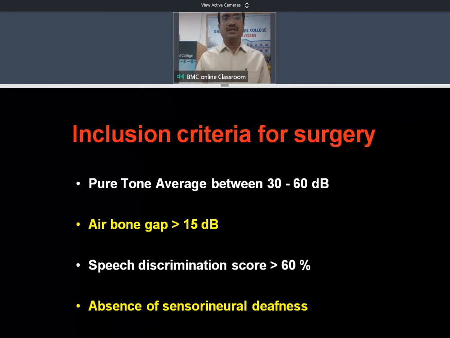Stapedectomy means you have to remove part of the footplate of the stapes. In stapedotomy, we will make a simple fenestration operation. We will make a hole in the footplate of the stapes, then we will place the prosthesis.